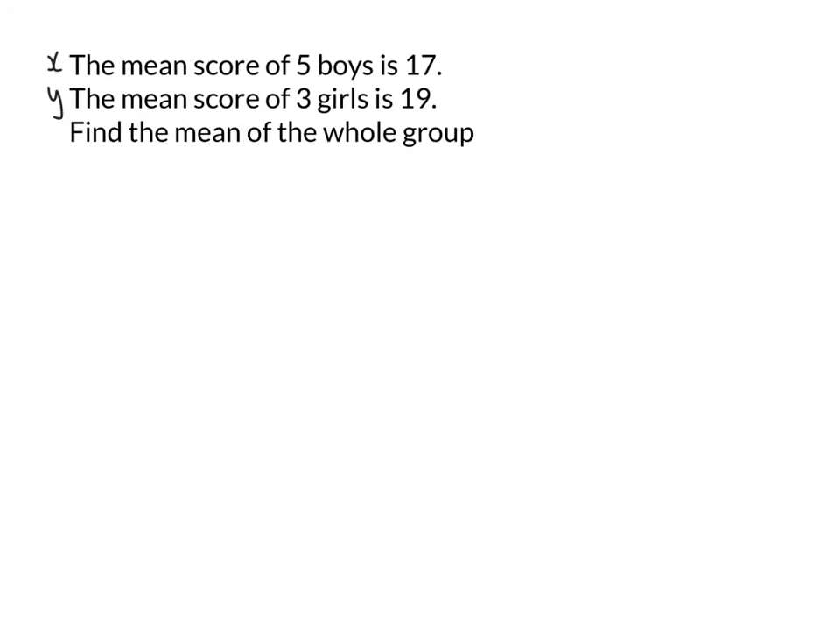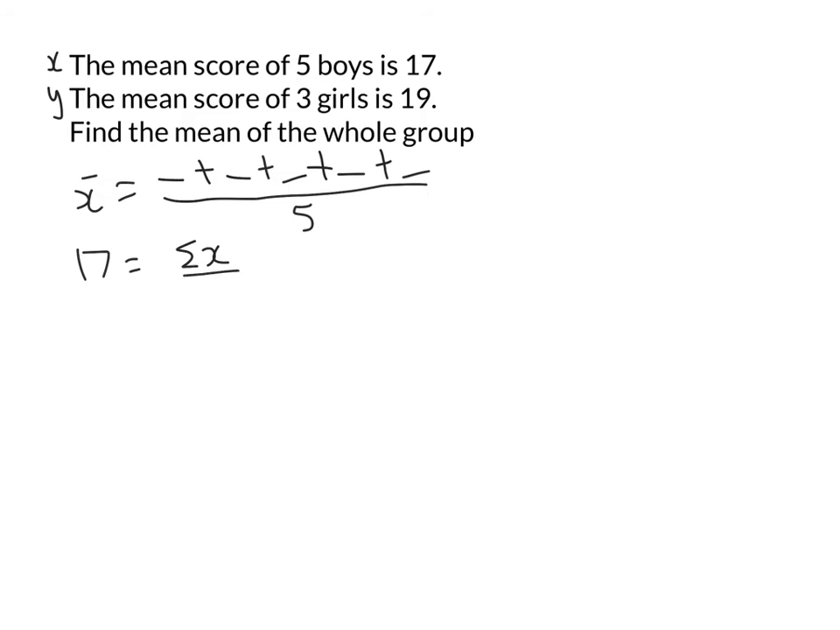The mean score of the 5 boys is 17, so what we'd say is x bar for the mean. If we added up their 5 scores, 1, 2, 3, 4, 5, and divided it by how many there are, 5, that would give us 17. Remember, the quick way to write the sum of all those 5 people would be sigma x. So sigma x is equal to that.